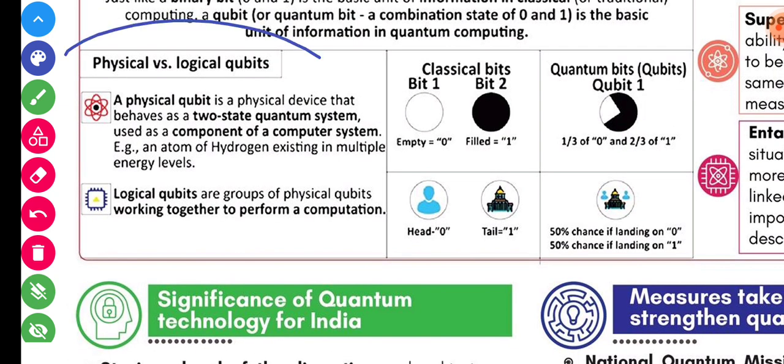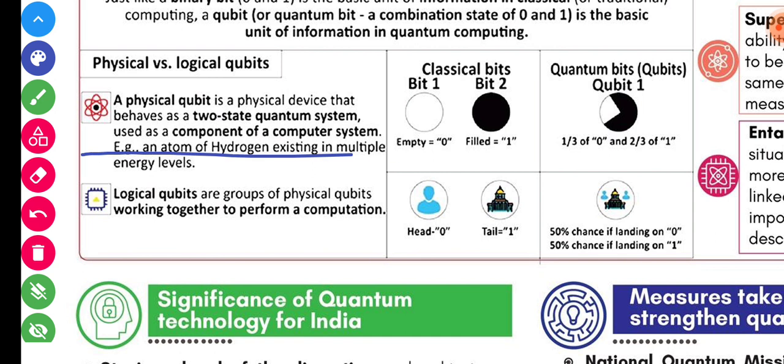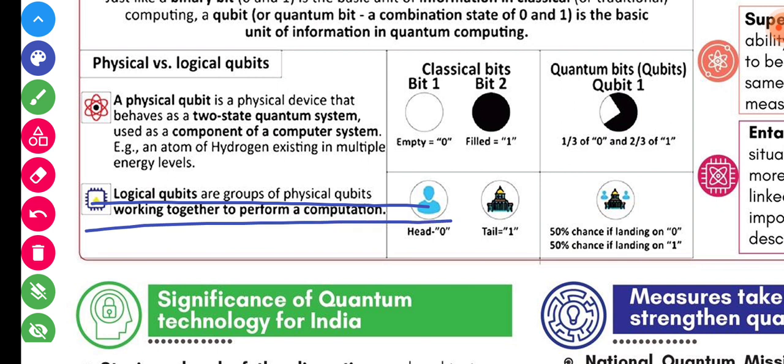And physical versus logical qubits. What is a physical qubit? A physical qubit is a physical device that behaves as a two-state quantum system used as a component of a computer system, for example, an atom of hydrogen existing in multiple energy levels. And logical qubits are groups of physical qubits working together to perform a computation. So remember these two terms, that is physical qubits as well as logical qubits.